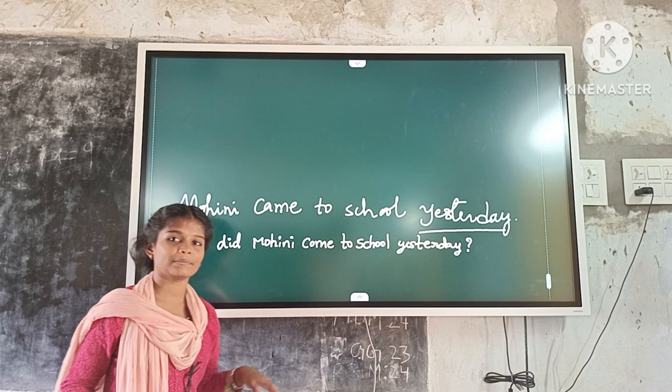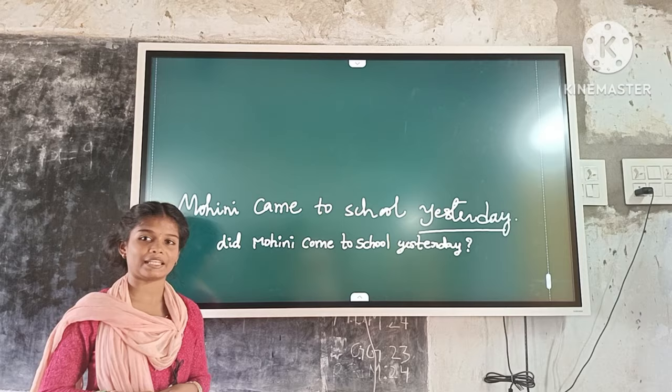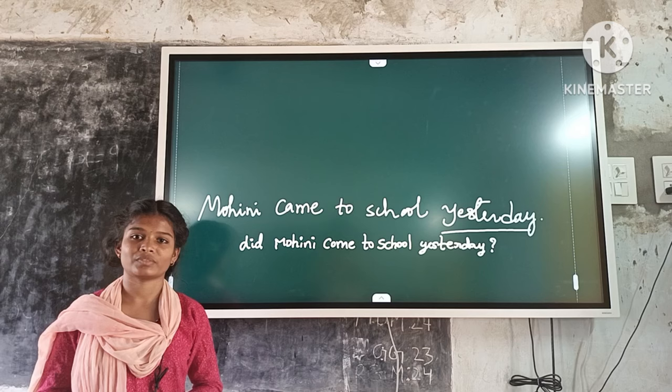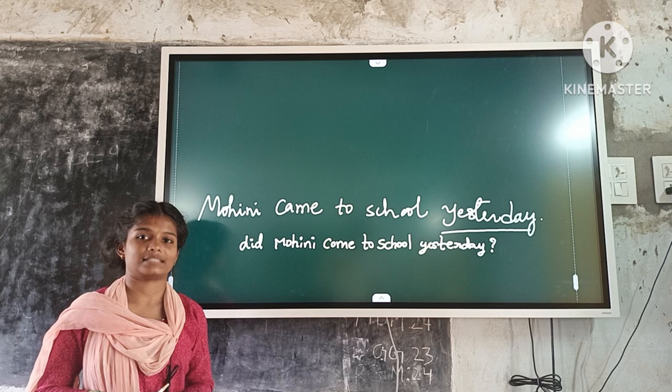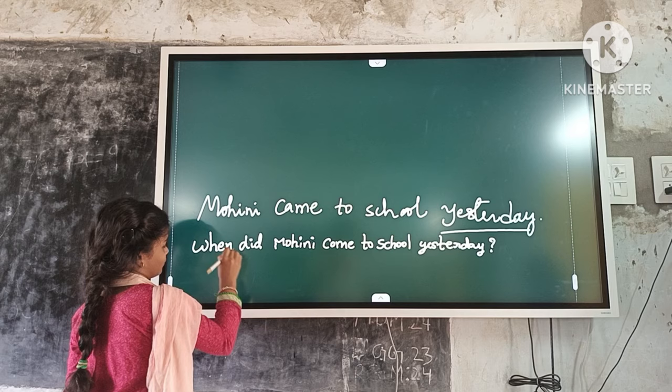Now we write the appropriate WH word for yesterday at the beginning. What is the appropriate WH word? The WH word is when. So the answer is: when did Mohini come to school?